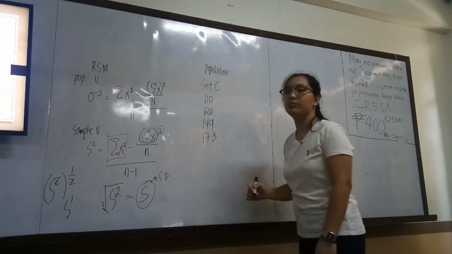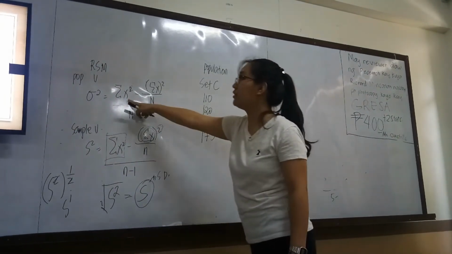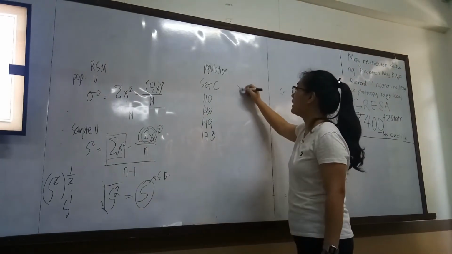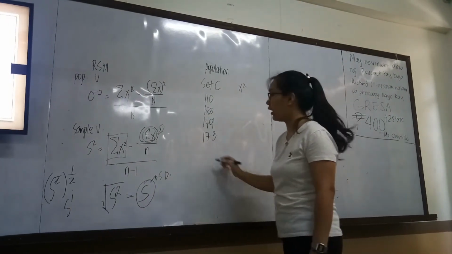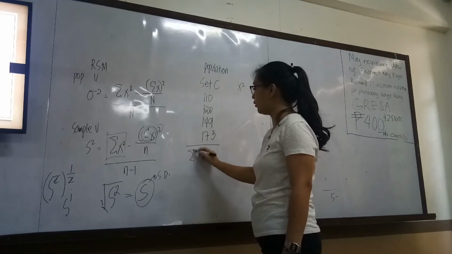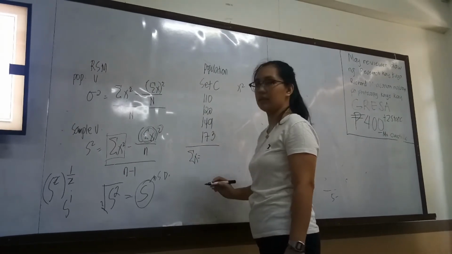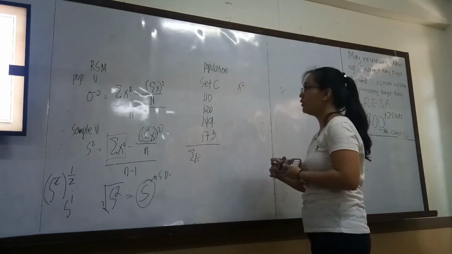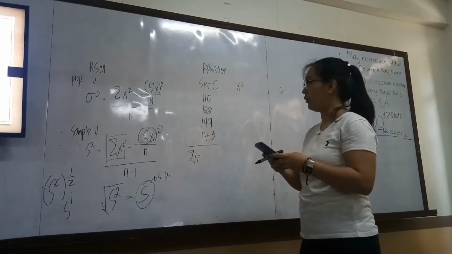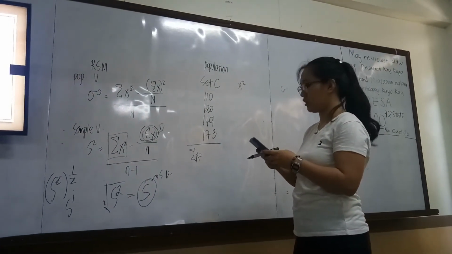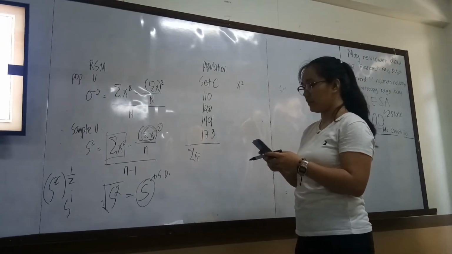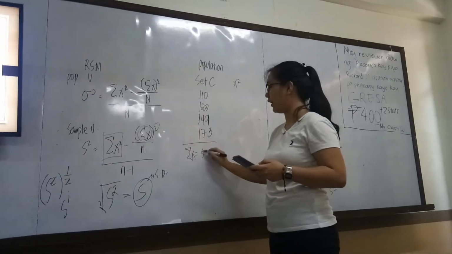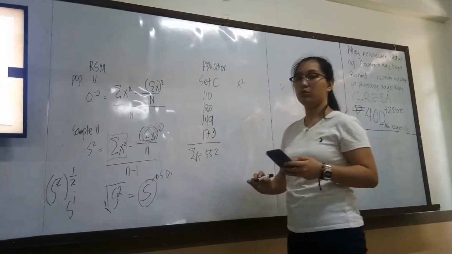Let's assume. Okay? So, on our equation, we need your summation of x squared. We also need your summation of x. Yan. Compute it individually. All you have to do is to, again, add. So, we have 110 plus 120 plus 149 plus 173. Answer, we have 552. Okay?